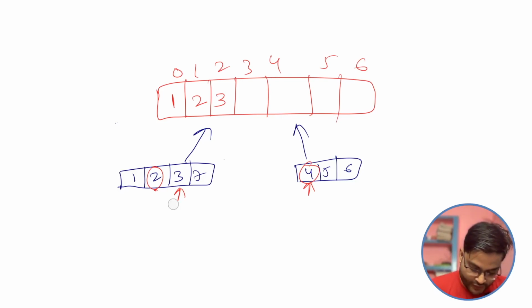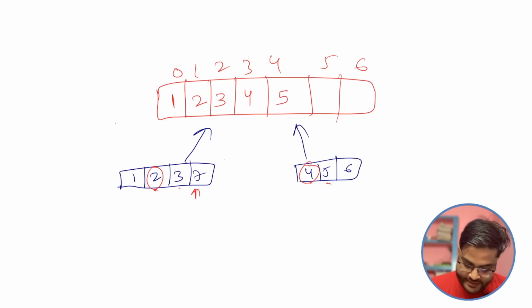Now move it further. 7 and 4, which is smaller, 4. Okay, so put 4 here. And now move this to here. Now compare 7 and 5, which is smaller, 5. Right, so put 5 here.